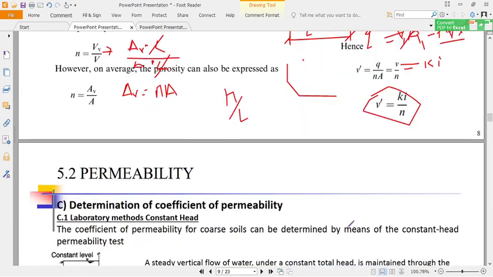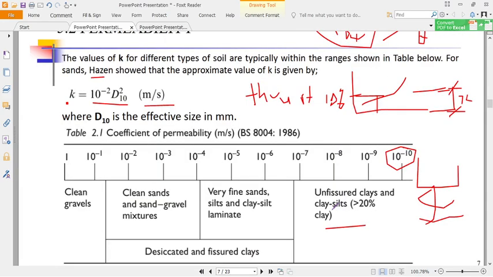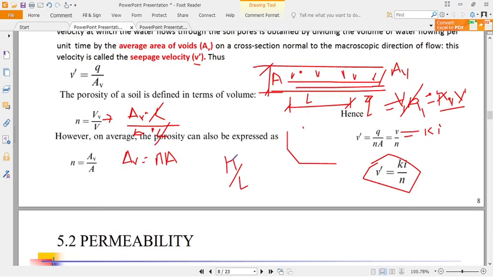So now we are going to look at the methods of determining K. From this equation, we need K. So K can be determined either, if it is a sand material, by predicting K from our particle size distribution, or if it is a fine-grained material, then we are going to see how we do that.